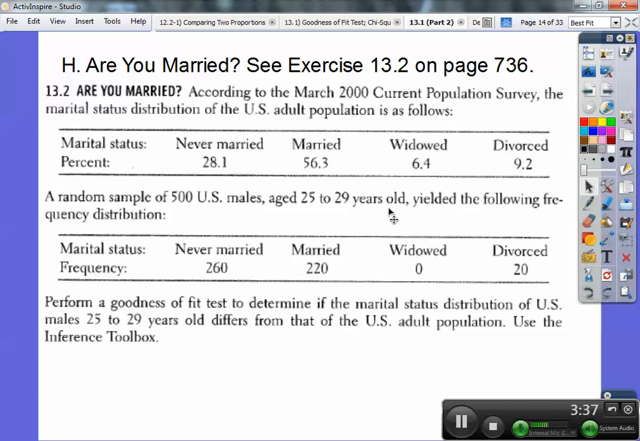All right, and yield the following frequency distributions. Okay, so of the 500, so of the 25 right here, I'm going to come back to these numbers. 260 were never married. 260 out of the 500. Okay, that's like 50-something%, you guys.